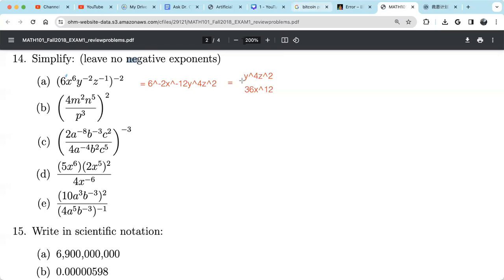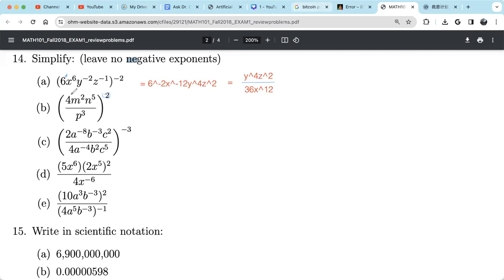Let's draw a line. Okay, so the answer for A is y raised by 4, z squared divided by 36, x raised by 12. Now let's see B. B inside the parentheses cannot be simplified. The numerator and denominator have no same base. So we just apply this exponent 2 to every exponent.